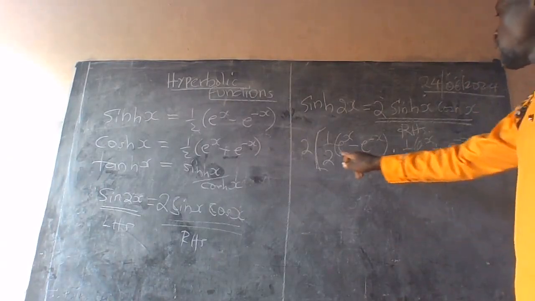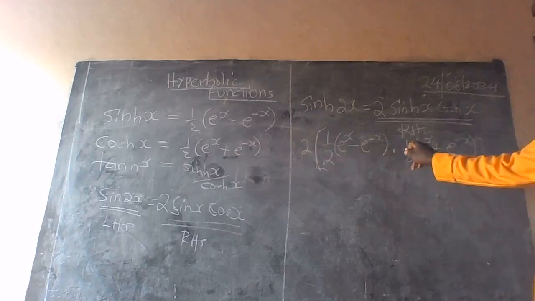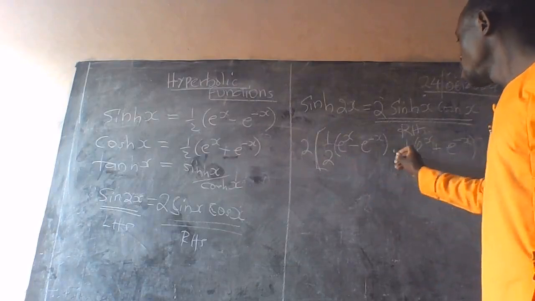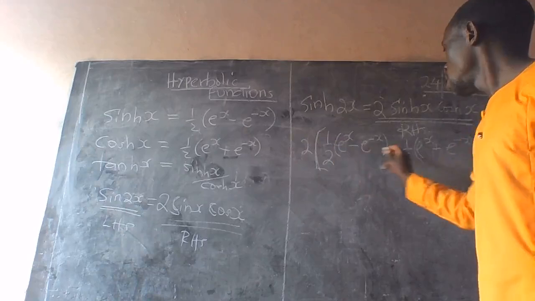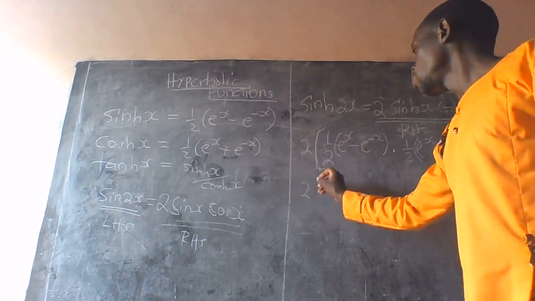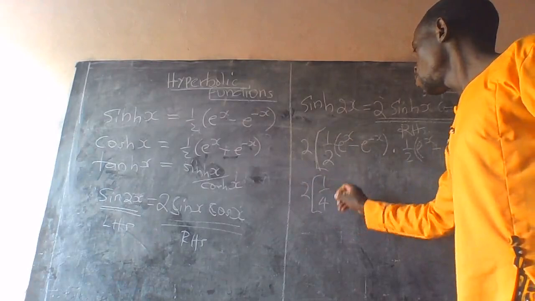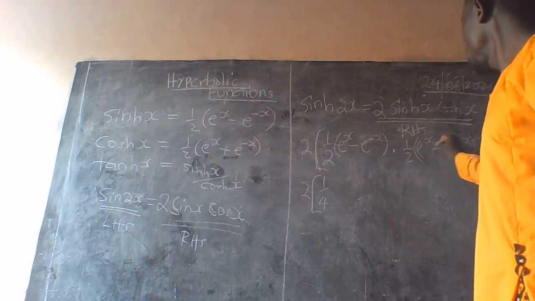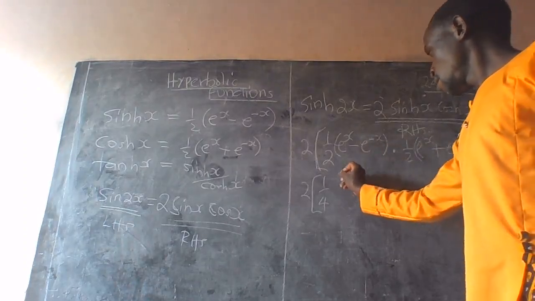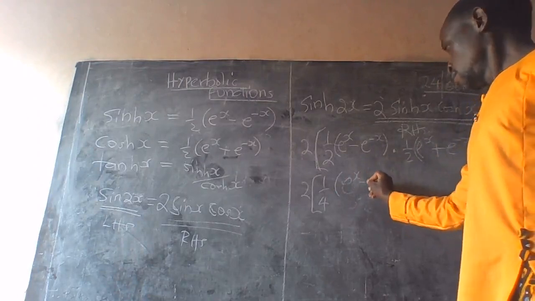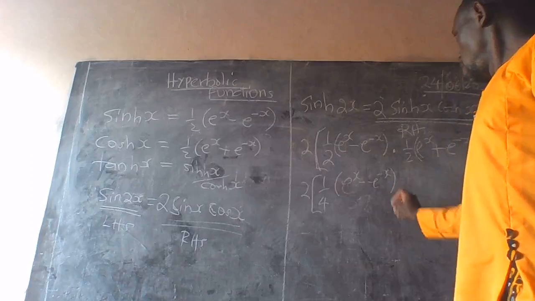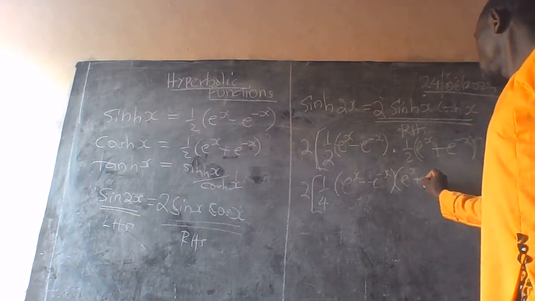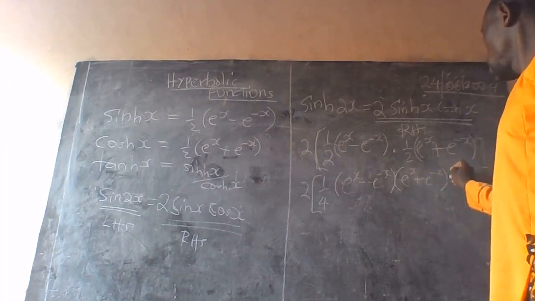A half multiplies with a half to give us a quarter. So as you can see, there is a multiplier here, and this gives us a quarter. So this is going to be 2 multiplied by a quarter. Then we are going to open the brackets here, so first of all, let's write it like that. Then we write e^x minus e^-x, like that.